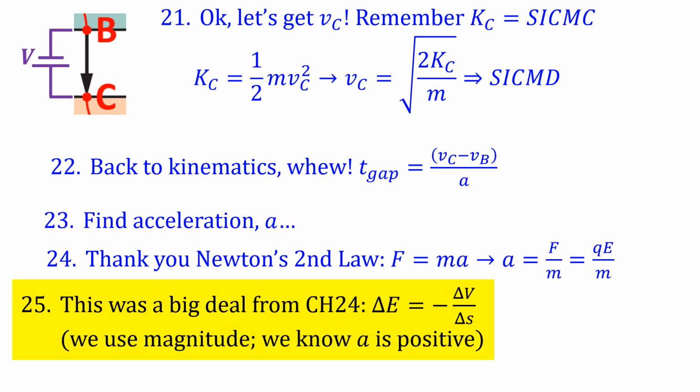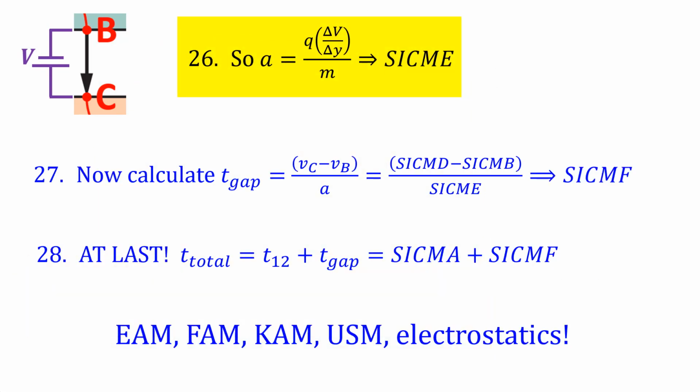Step 25, I'm remembering the relationship between the electric field and the change in voltage. That was a big deal, as it says, from chapter 24. I'm ignoring the negative sign. I know the acceleration is going to be positive just because of how I have this voltage source hooked up and the fact that the problem said the electron was undergoing an acceleration. It was accelerating as it went from point B to point C. Step 26, there's my value for the acceleration. I'm storing that in calculator memory location E.